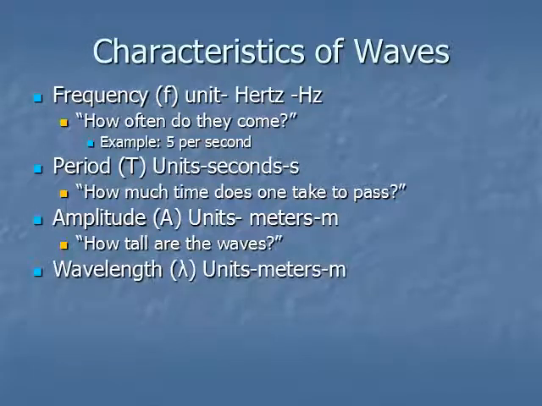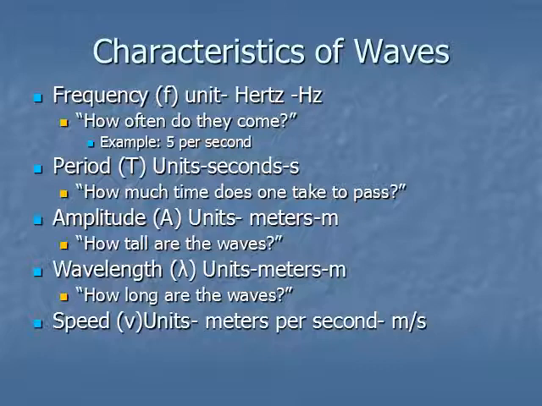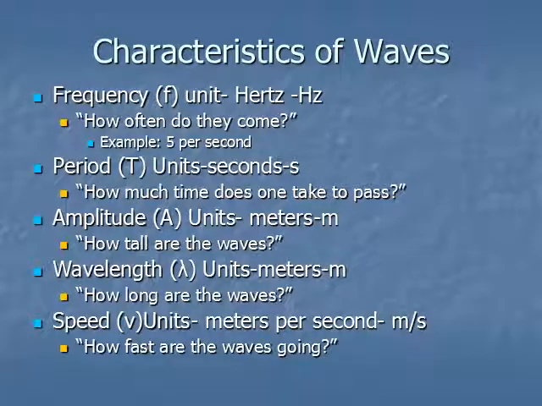Wavelength, which is in meters, is how long the wave is, or how much time it takes for a wave to occur, depending on the type of wave. All of these things are characteristics of all waves, and we're going to go more in depth into all of them in equations. But the last one, which is a big one, is speed. Speed is, of course, how fast the wave is moving. And you can calculate it, and we're going to go through the calculations in this whole unit.